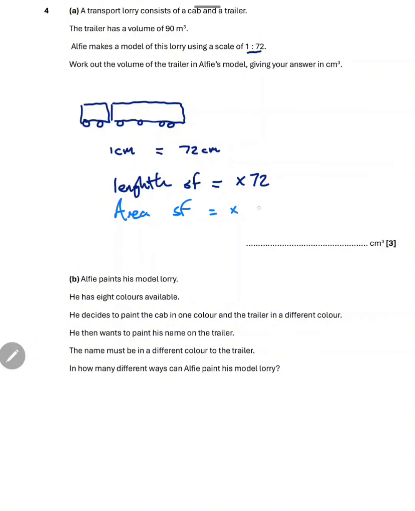The area scale factor will not be times 72, it'll be times 72 squared, because it's an area question now. And likewise, a volume scale factor will not be times 72, but it'll be times 72 cubed, because it becomes a volume question. So what we've got to work with here is the volume scale factor, because the second line of this question says the trailer in real life is 90 metres cubed.